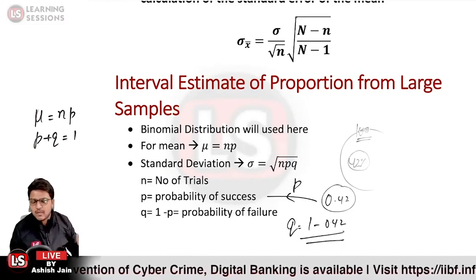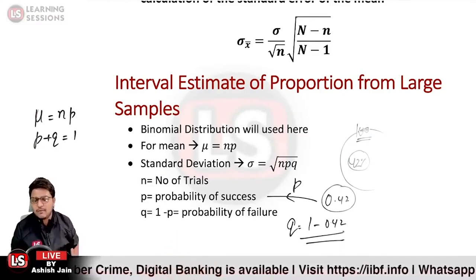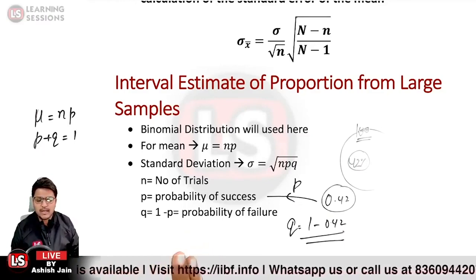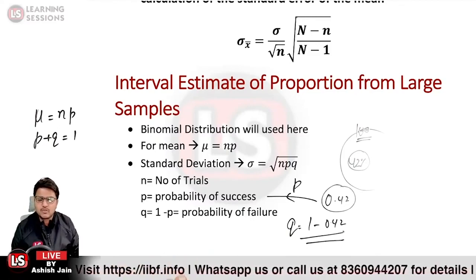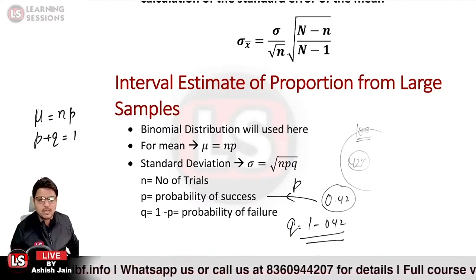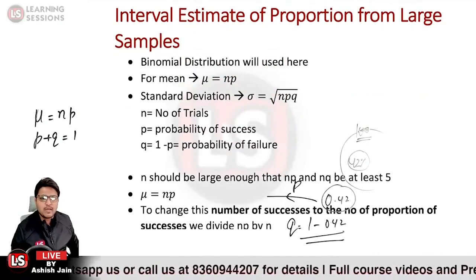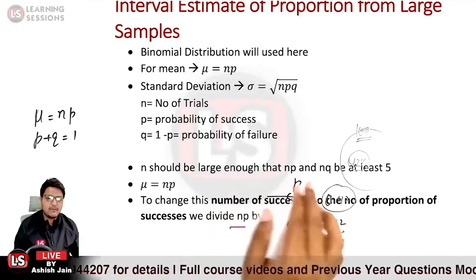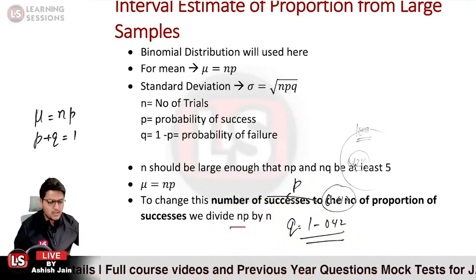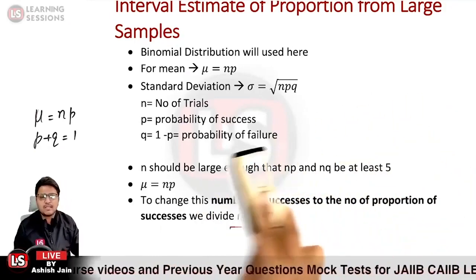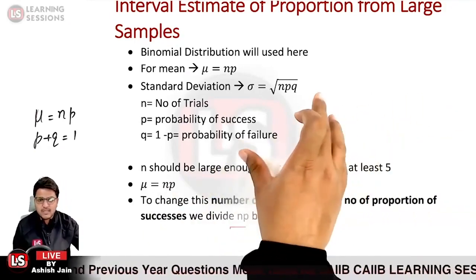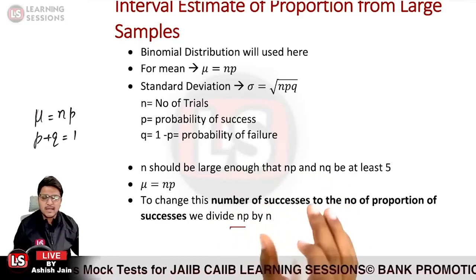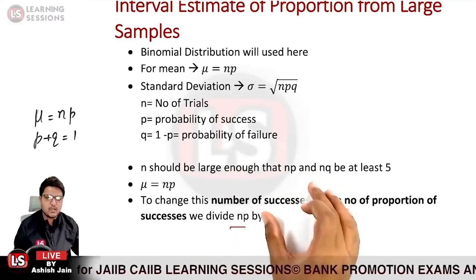That is applicable where we are having a large sample, and further where we are dealing with a proportion. We need to get a proportion estimator from the sample so as to estimate the population proportion. So N must be large enough, such that NP and NQ are each at least 5. That is the criteria for where this particular method will be applied: where the values of NP and NQ are at least 5.